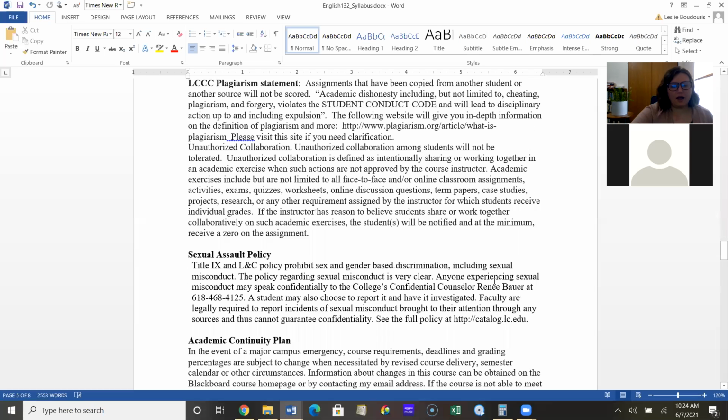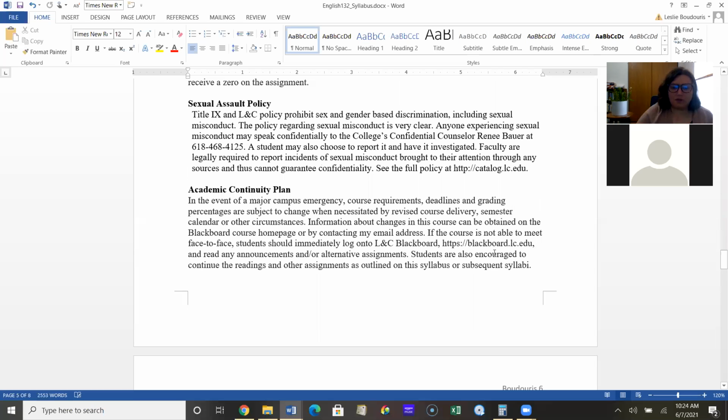We have a lot of policies here. Sexual assault policy: there's Title IX, which maybe you've heard of before, a policy that prohibits any discrimination based on sex or gender, including sexual misconduct. If you want to know more about that, you can contact, I think, Renee Bauer.